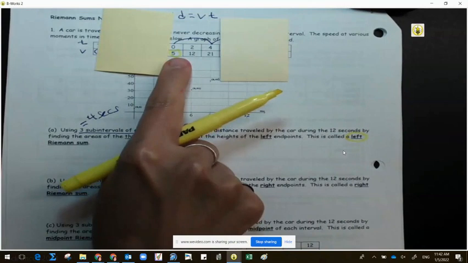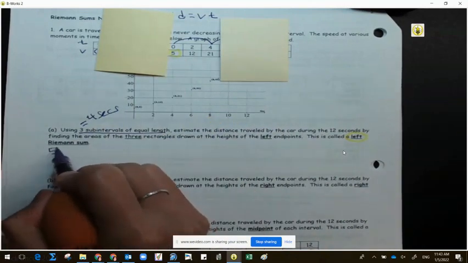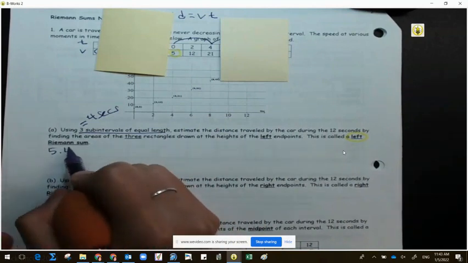Within this first subinterval, what is the lowest y value given? 5. Because it says to use left Riemann sum, I'm using the leftmost number. So our equation is going to look like 5 times 4, because it is jumping by 4 per interval.